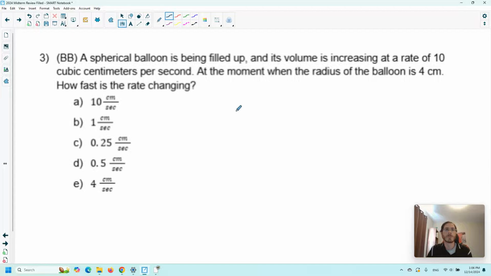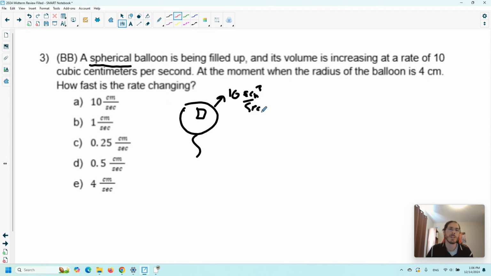Next, we got a related rates question. It says a spherical balloon is being filled up. So we got a nice balloon, so we can draw a nice balloon. All right, it's being filled up and its volume is increasing at a rate of 10 cubic centimeters per second. Instead of cc, we'll do cm cubed per second. All right, at the moment when the radius is 4, how fast is the rate changing?